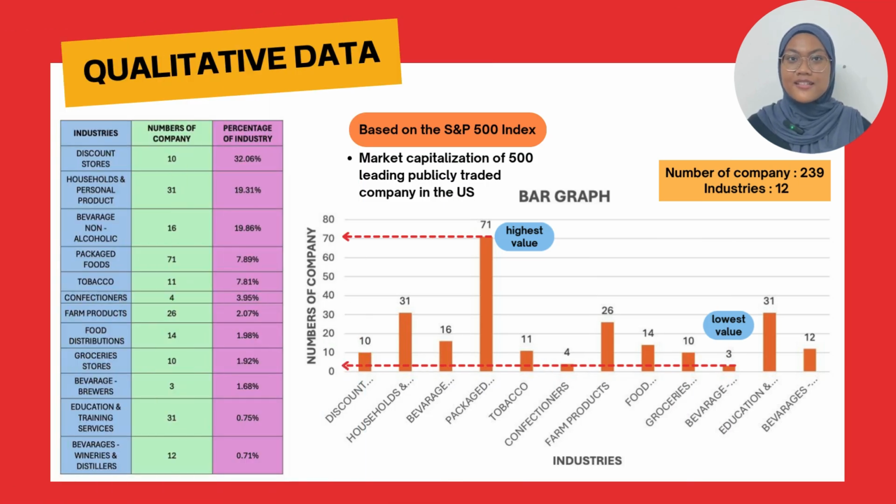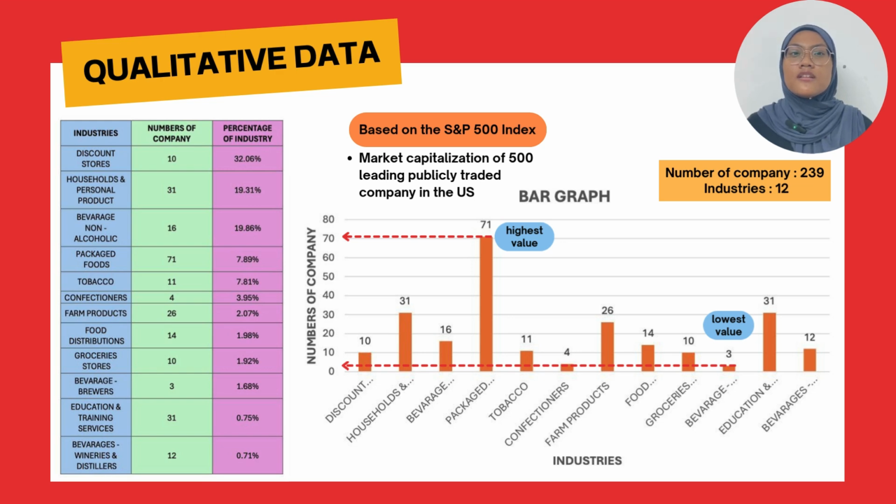The next slides are on qualitative data. Basically, we collect data based on the S&P 500 index. The S&P 500 index is the market capitalization of 500 leading publicly traded companies in the US. Under this, we take the sector of consumer defensive.